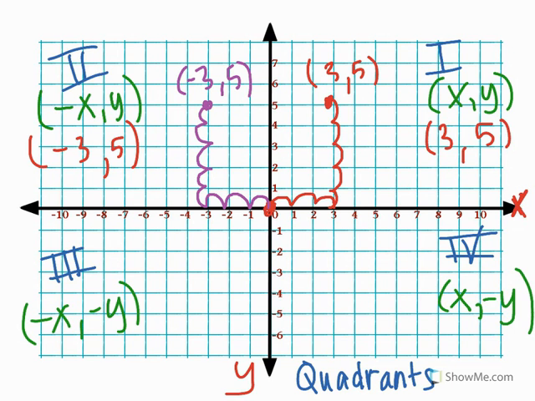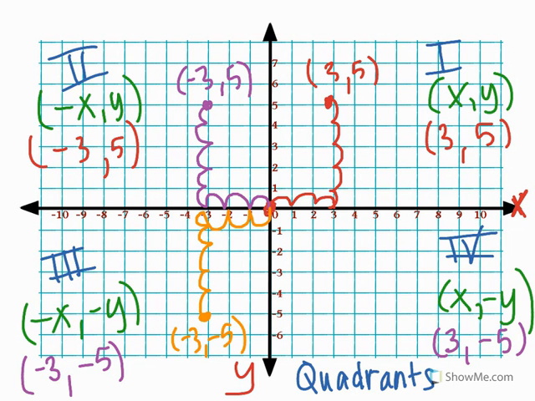Since you know that quadrant 3 is negative x, negative y, that would be (-3, -5). And since quadrant 4 is positive x, negative y, that would be (3, -5). And now let's plot those points on the coordinate plane. So again, we start at the origin, we start at 0, and we're moving negative 3, negative 5. And in quadrant 4, we again start at the origin and we're moving 3, negative 5.